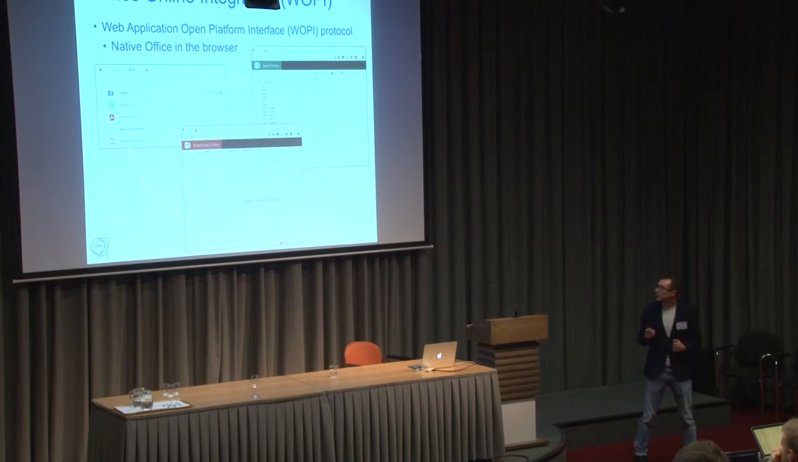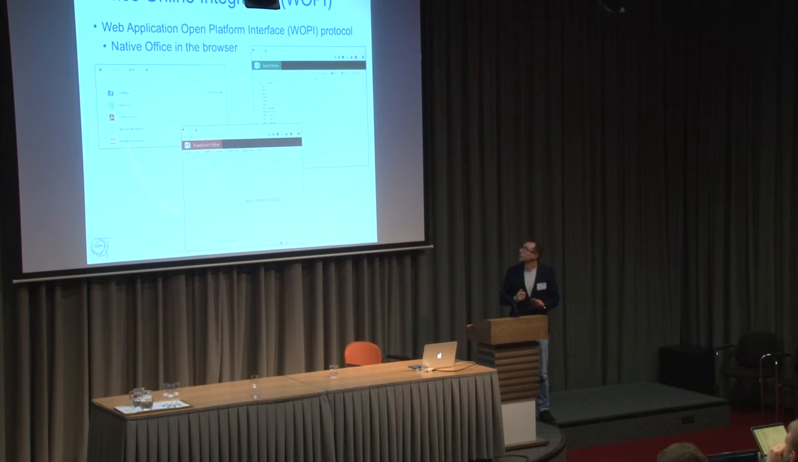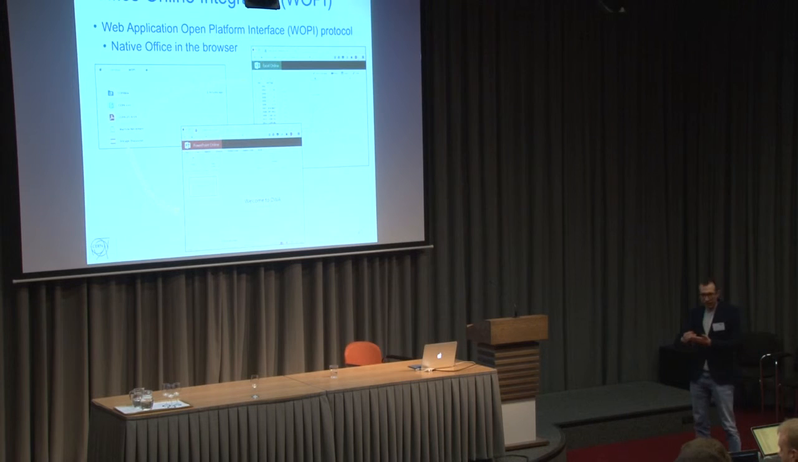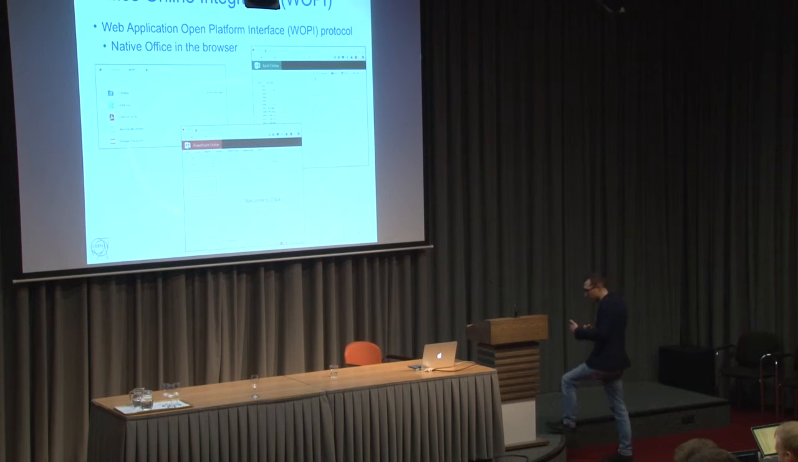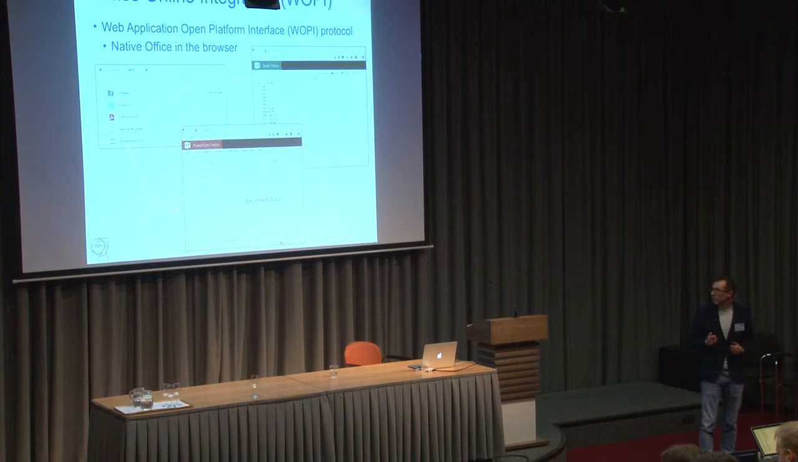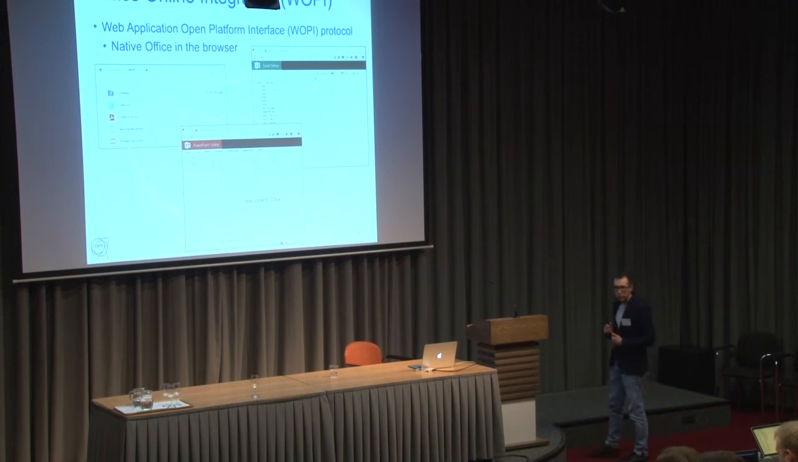So what we are doing right now is setting up an interface with this API, the Web Application Open Platform Interface protocol, so we'll be able to talk directly with Office 365 and use all the features and possibilities that Microsoft Office allows, integrated with our own cloud front end. We are currently working on this to enable all our administrative staff to improve their work with this document suite.